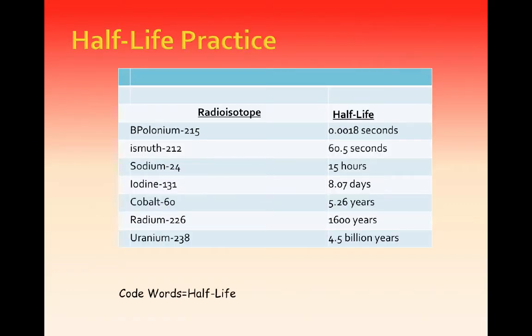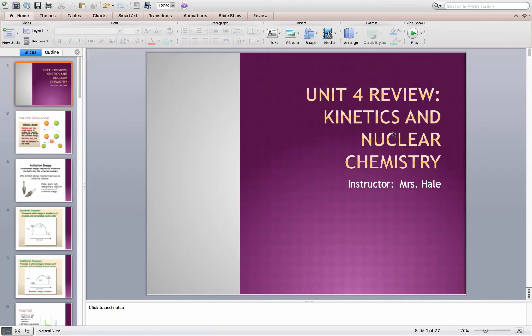So every element has its own half-life. Supposedly the half-life of uranium-238 is 4.5 billion years. Obviously we can't verify that perfectly, but as it decays at this point, that is what we estimate its half-life to be. That's a pretty long half-life. Whereas if you look at polonium, it's 0.0018 seconds. So they can be very quick half-lives or very slow half-lives.